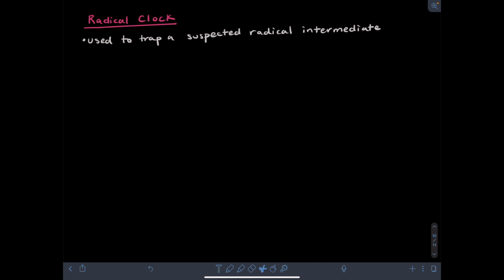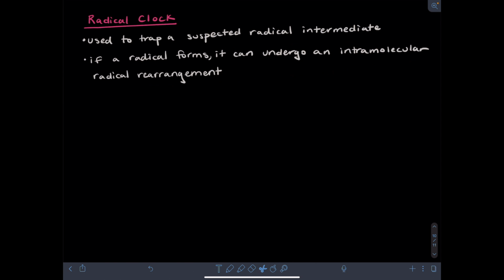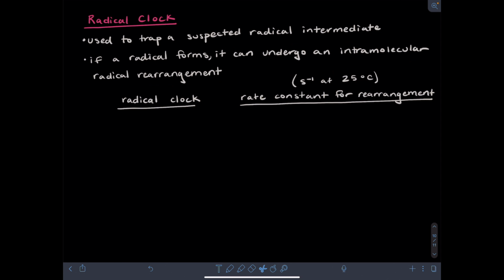And last, I want to discuss one type of mechanistic experiment that specifically probes whether or not radicals are formed in a reaction. This is known as a radical clock. The idea here is to trap a suspected radical intermediate. The radical clock is going to take advantage of intramolecular radical rearrangement reactions. The radical clock will have specific placements of the radical relative to other functional groups that can undergo rearrangement. And these radical clocks, these particular motifs, have well-known rate constants for these rearrangements.